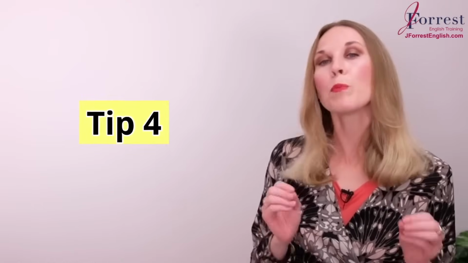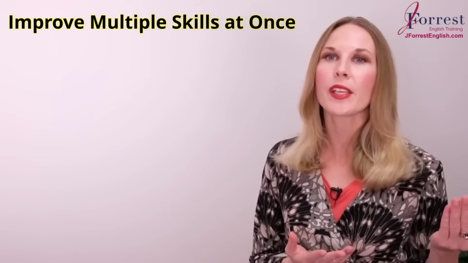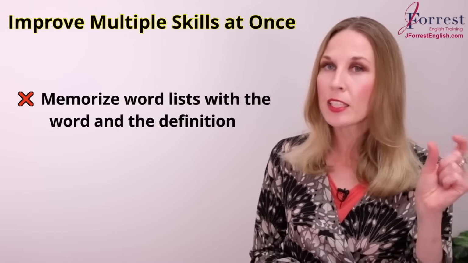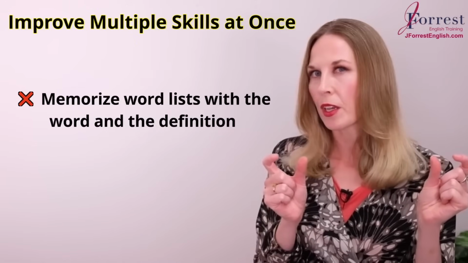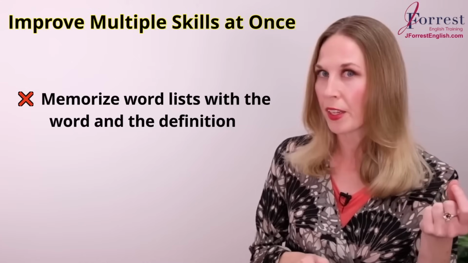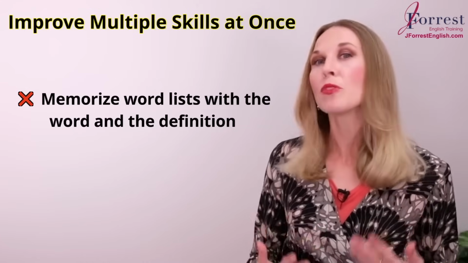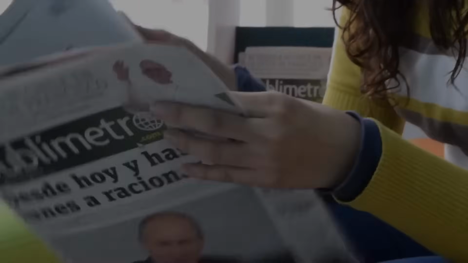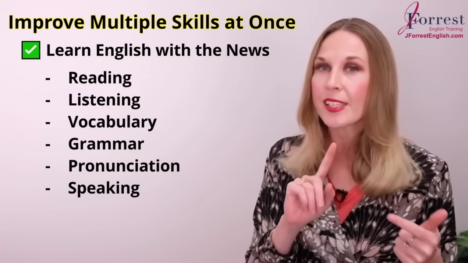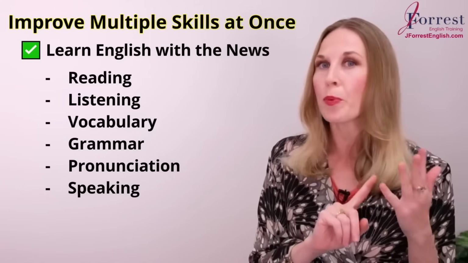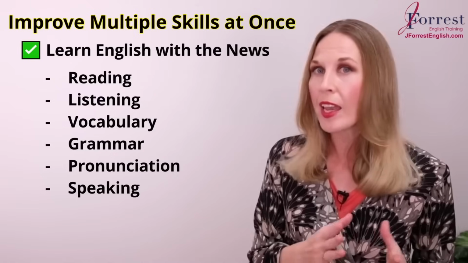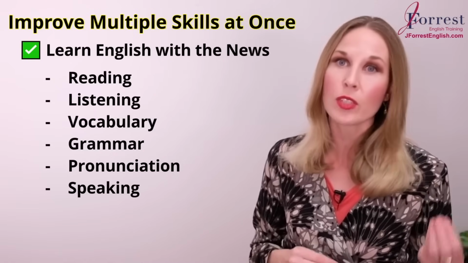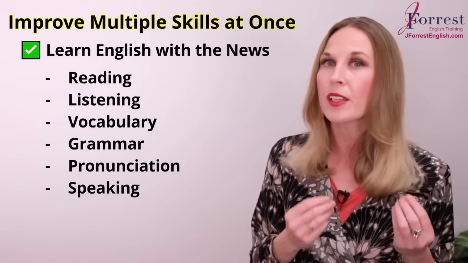Tip number 4, improve multiple skills at once. A lot of students study using word lists and they have an individual word and a definition. But that is only improving one skill. If you follow my YouTube channel, you know I love sharing videos where we learn English with the news, because you're learning so many different skills at once. You're improving your reading, your listening, your vocabulary, your grammar, your pronunciation, your speaking. You're doing all of that at once, so you're maximizing your time by focusing on multiple skills.